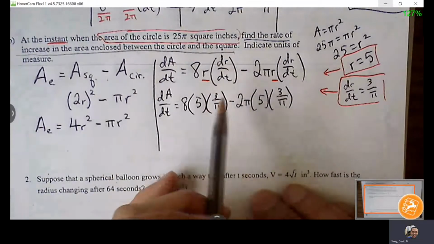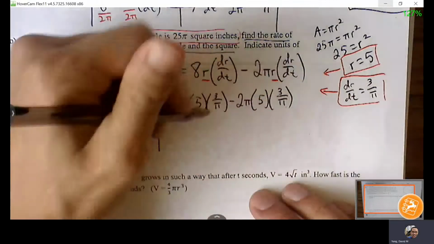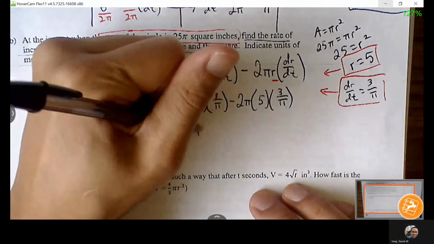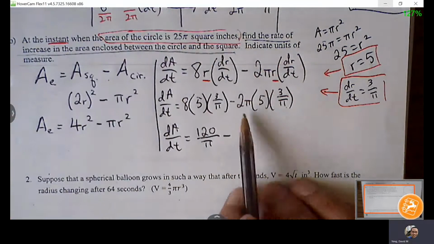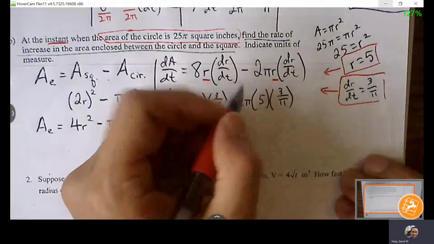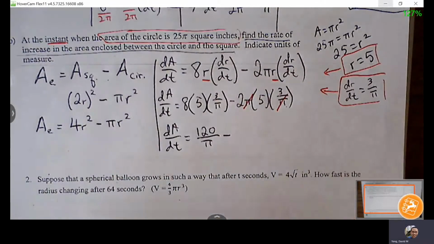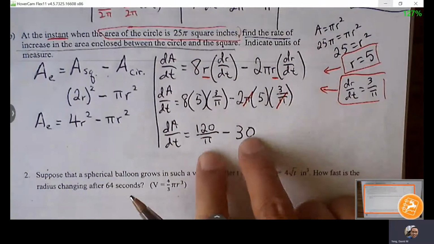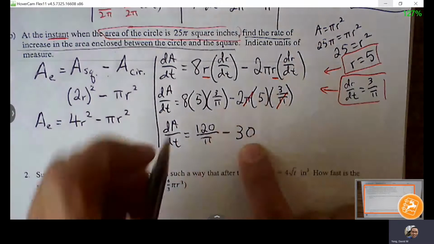Do a little bit of cleanup. Pi's can cancel out. 40 times 3 is 120. So I can get these to go away. 15 times 2 is 30. There's no need to find common denominators. It feels incomplete, but this is a numeric answer that's good enough.